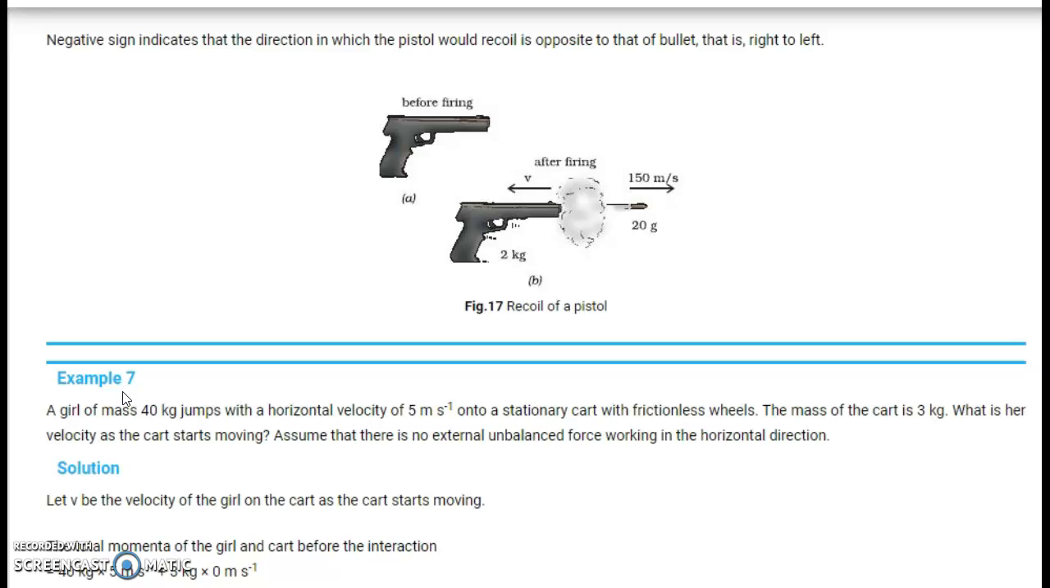Now the next, example 7: a girl of mass 40 kg jumps with a horizontal velocity of 5 meter per second on a stationary cart with frictionless wheels. The mass of the cart is 3 kg. What is her velocity as the cart started moving? Assume there is no external unbalanced force working in the horizontal direction. So in this one, we can find the solution.